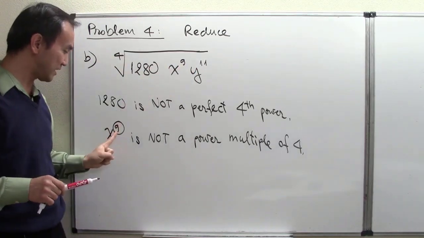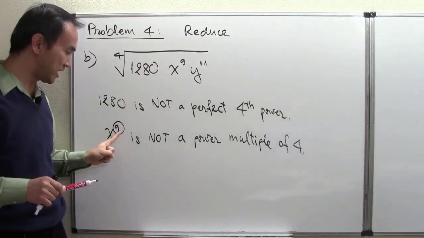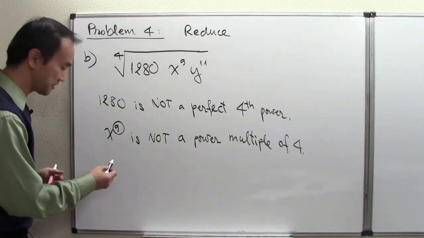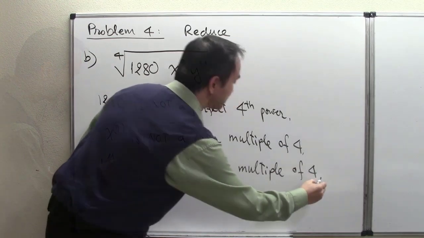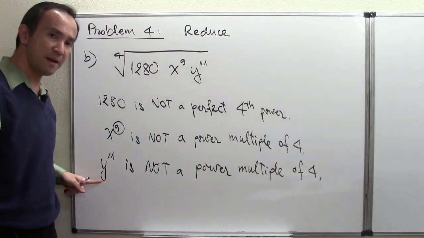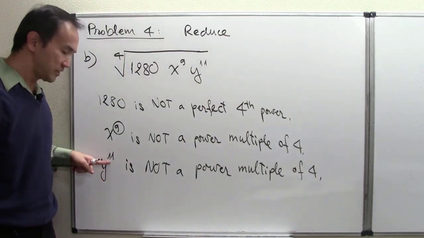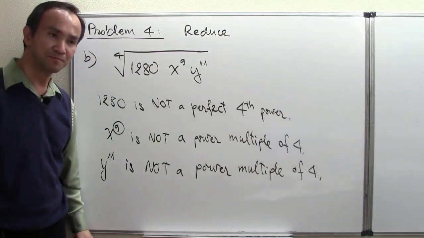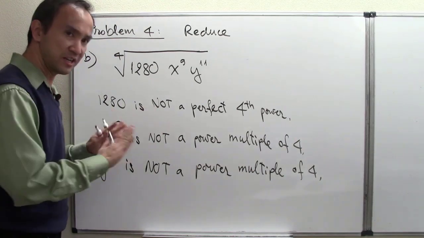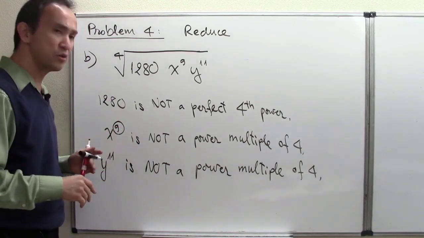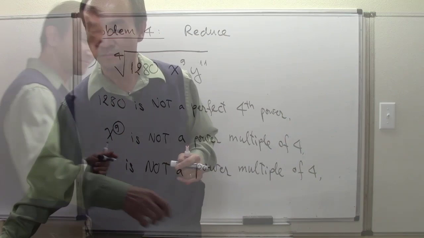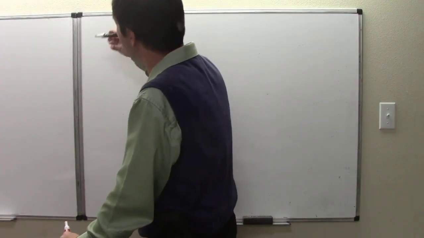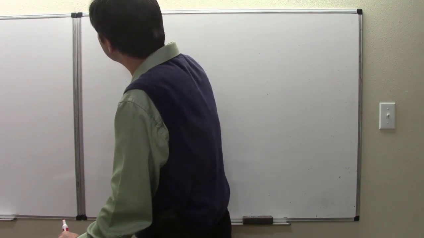But so now, sadly, this x to the 9th, the power 9, is not a multiple of 4. Similarly, the same thing happens with the y to the 11th, this power 11 is not a multiple of 4. So in that way, how are we going to reduce something like this? So now to tackle this, I'm going to go from the 1280.